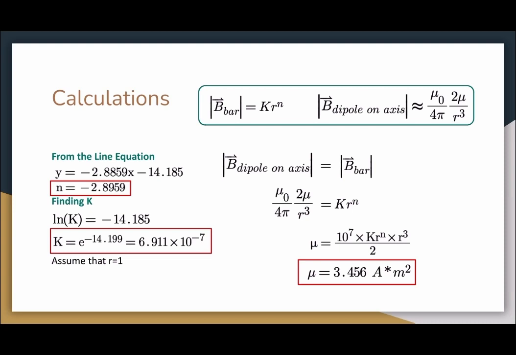I assumed that r is equal to 1, and I found an expression for mu by setting the Biot-Savart law equations equal to each other. After plugging in my known values, I found that mu is equal to 3.456 ampere times meter squared.